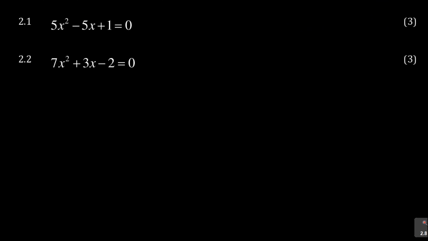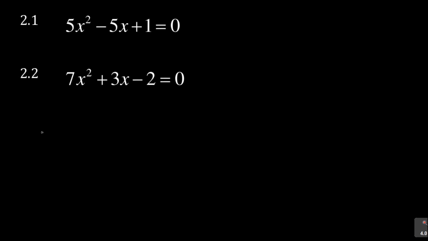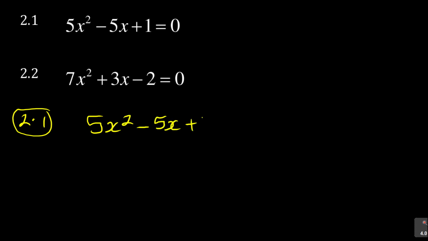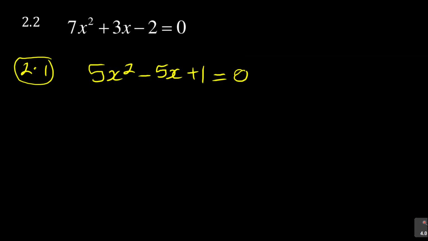Look at this. Let's solve this question, first of all, let's start with the first one. 2.1. It says you're given 5x squared minus 5x plus 1 equal to 0. So now you need to know the quadratic formula, but before that, first of all, you must understand where it's coming from. It's coming from ax squared plus bx plus c equal to 0. It must always be standard like this.